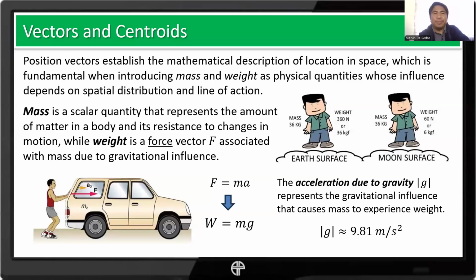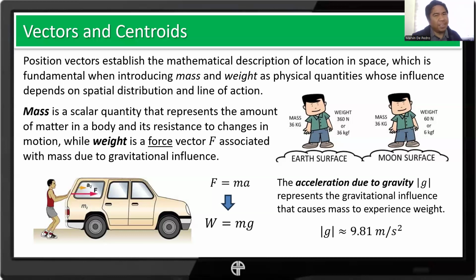So before we move to the next concept, let's talk about some other important physical quantities that are also considered as vectors, and therefore also involve vector analysis. Position vectors establish the mathematical description of location in space, which is fundamental when introducing mass and weight as physical quantities whose influence depends on spatial distribution and line of action. Before we talk about those things, let's first define mass and weight.